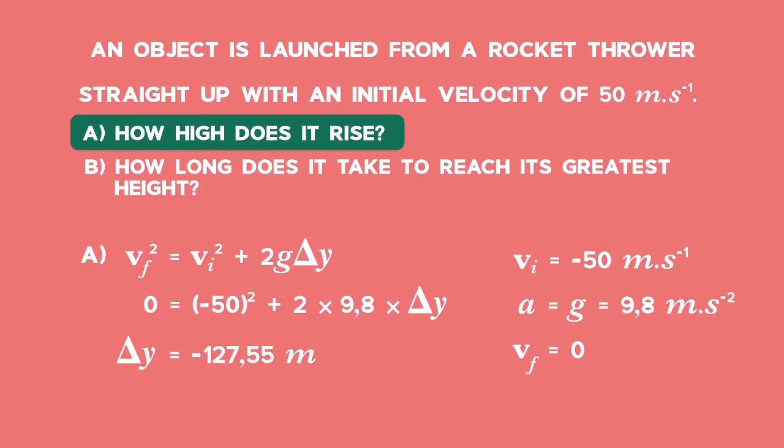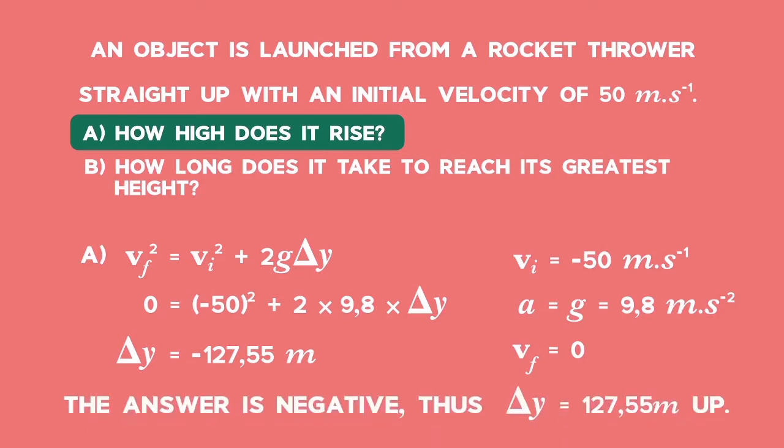Interpreting the answer, the minus means it is in the opposite direction to that which has been chosen. Thus, the object rises to a height of 127,55 meters up.